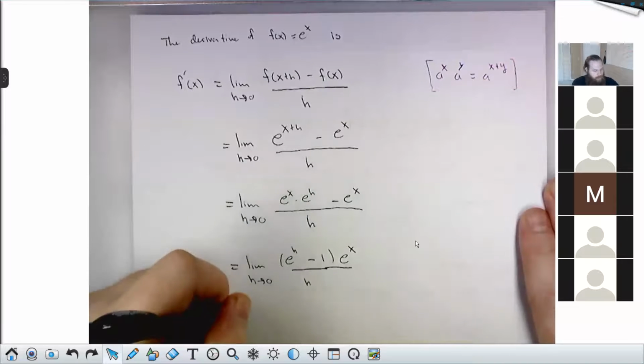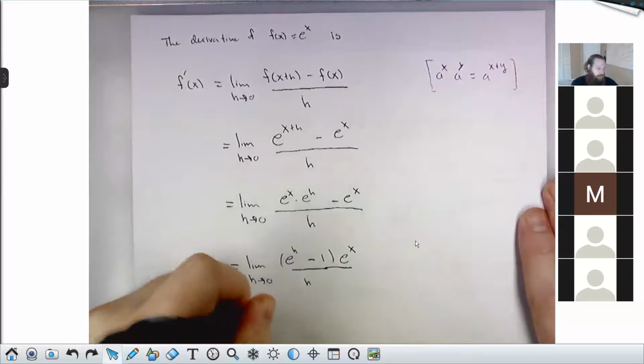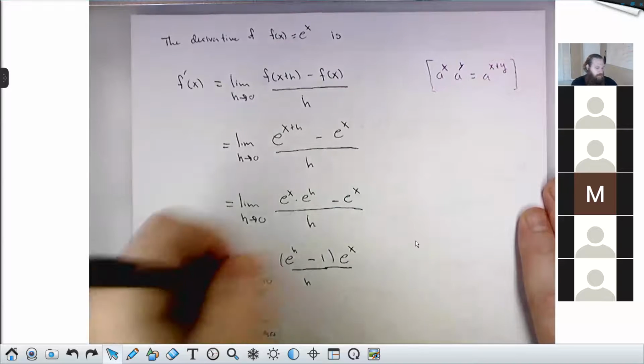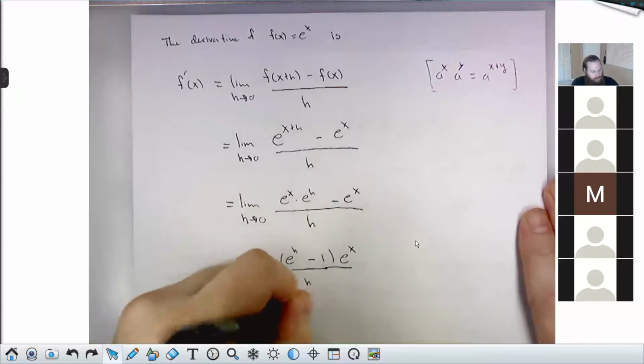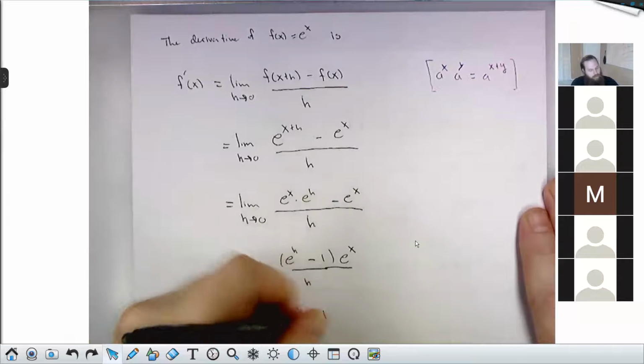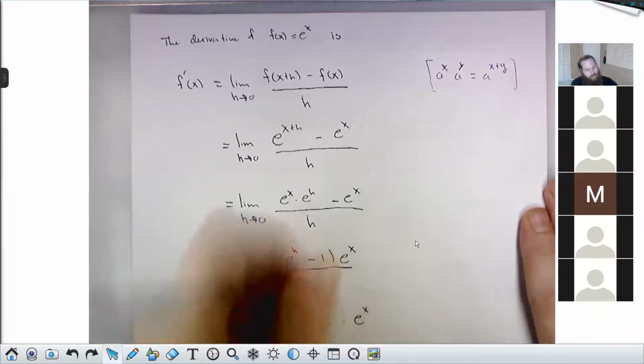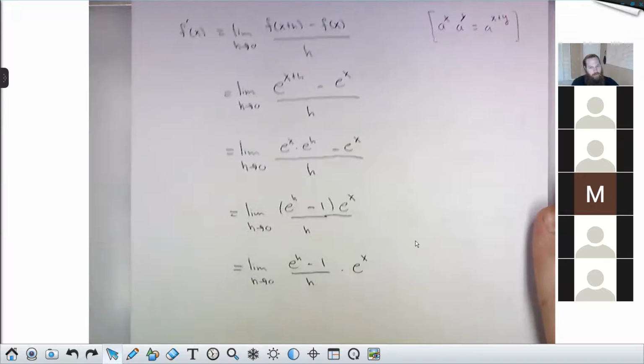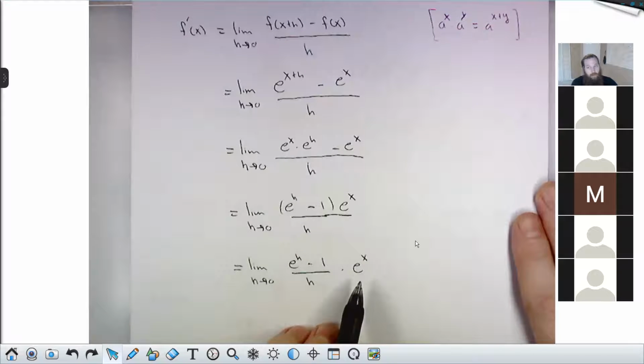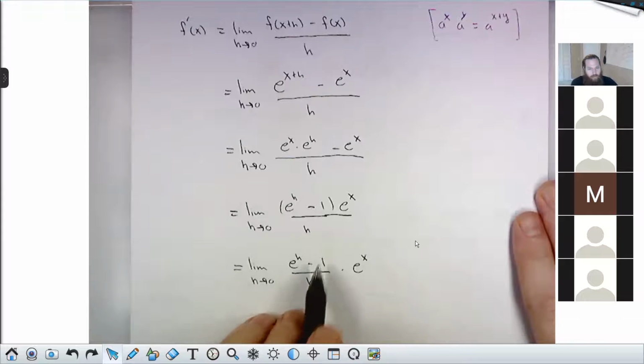So what do we have here? I have lim h to 0. I'm just going to peel this e to the x off. E to the h minus 1 over h times e to the x. We can do that. This is valid algebra. E to the x is e to the x over 1. When you multiply e to the x over 1 times this fraction, you get this fraction.